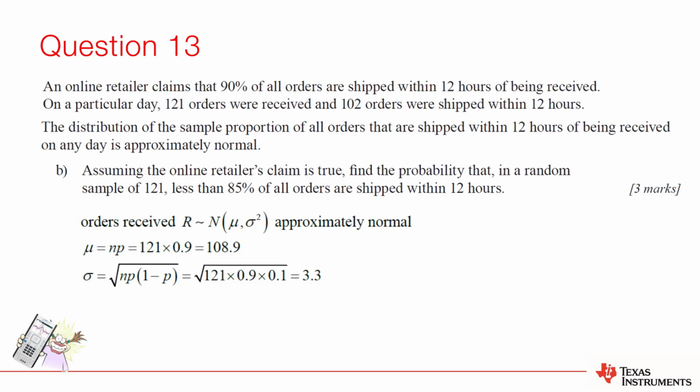Okay, so what are we going to do then? Well, we will use this normal distribution to find the probability that it's less than 85%. Now, what's this? 85% of 121 is 102.85. So we want the probability of R being normal less than 102.85. So how did I do that? Okay, so let's do that on a calculator.